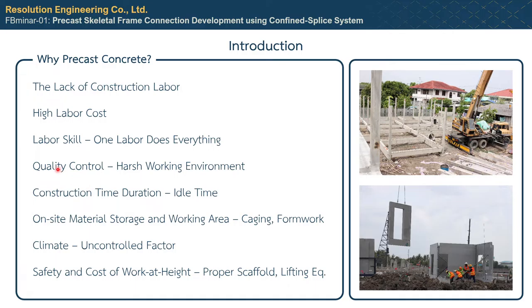Quality control is a big issue, because it comes after, first of all, the labor, and it follows the issue about the working environment, because at the construction site you have practically nothing. You are on the ground like this. It is not even easy to walk around. So quality control is difficult. The working environment is too harsh for people to do neat, high quality things on the job site.